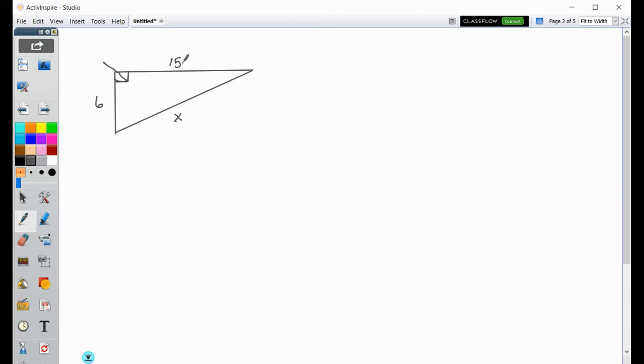So now we got the two legs, the hypotenuse. And so we're going to use the Pythagorean theorem. A squared plus b squared equals c squared. Okay. So the c is the hypotenuse. So we're going to put the x for the c. The a squared and the b squared, right? The a squared, let's put the 6. 6 squared plus 15 squared. Okay, so we've got the a and the b and the c all in the right places.